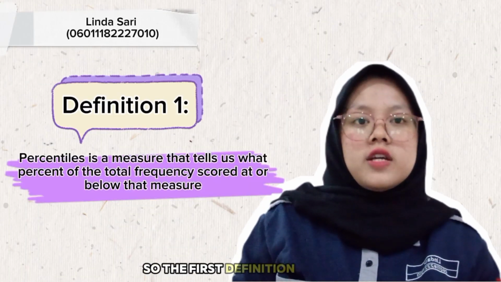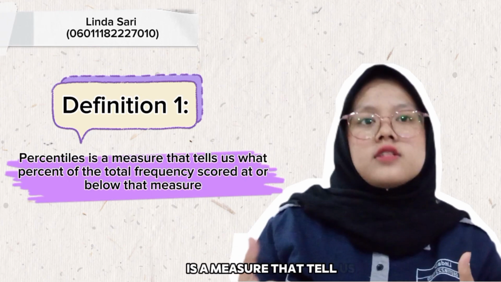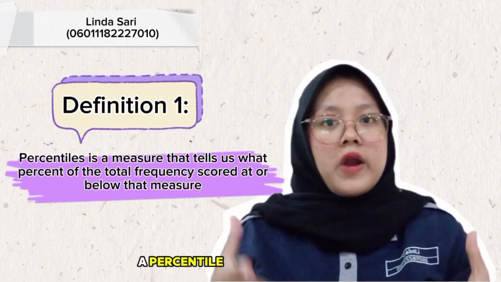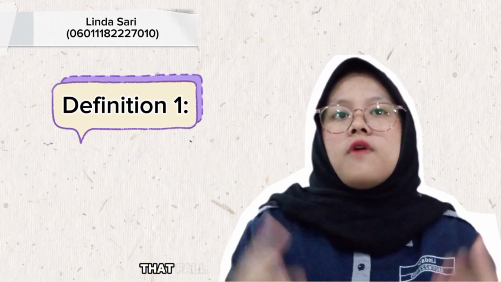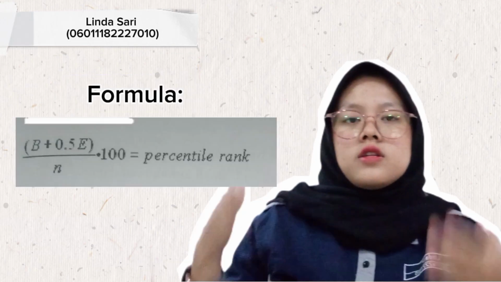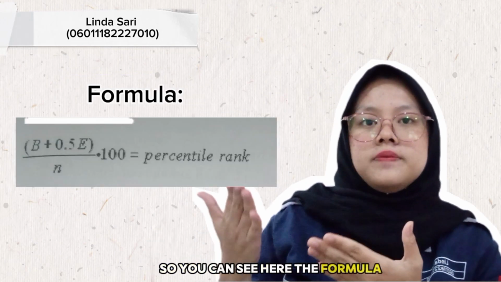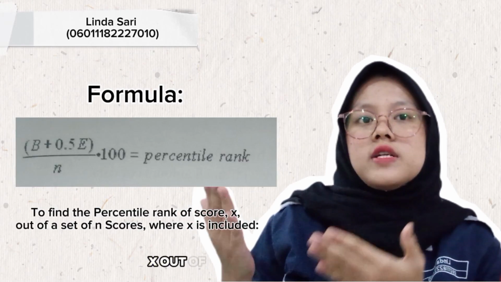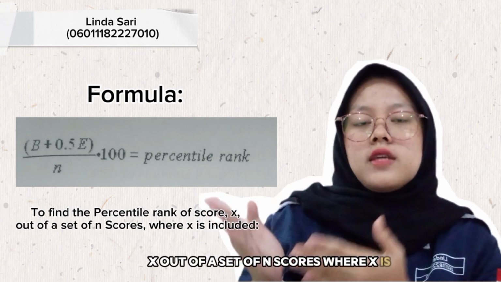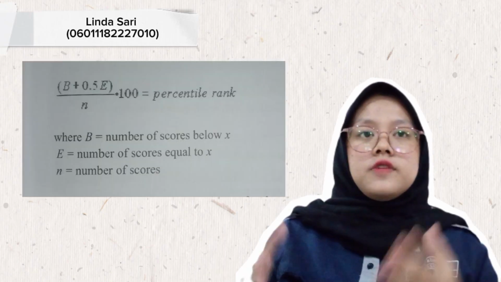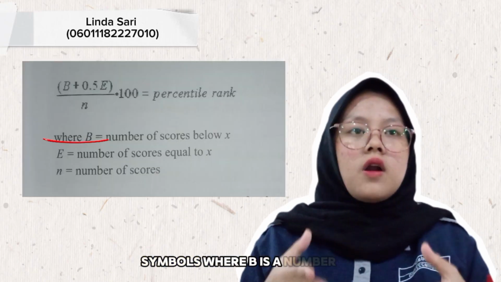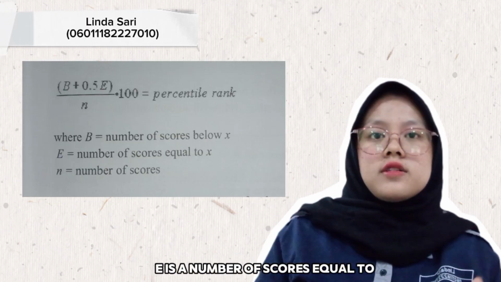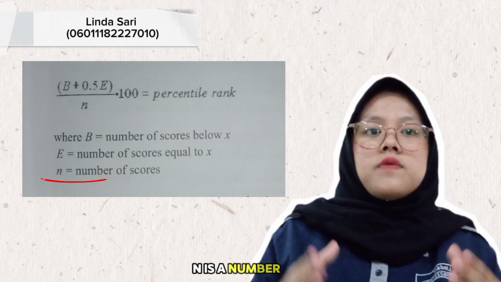The first definition: a percentile is a measure that tells us what percent of the total frequency score is at or below that measure. A percentile rank is the percentage of scores that fall at or below a given score. You can see here the formula, to find the percentile rank of a score X out of a set of n scores, where X is included. Different symbols, where B is the number of scores below X, E is the number of scores equal to X, N is the number of scores.